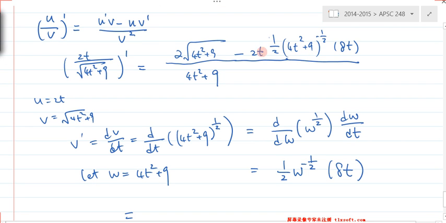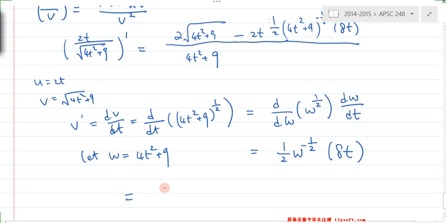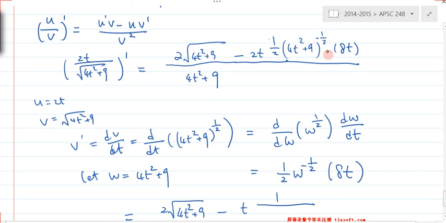Let's just see, how do I simplify? These two cancel, this 1/2 out here cancels this 1/2. And this one here is 4t squared plus 9 to the negative 1 over 2. So I'm going to do this: 2 out of here, 4t squared plus 9. I like to write it this way. So this is negative 1 over 2, which means this is 1 over what?